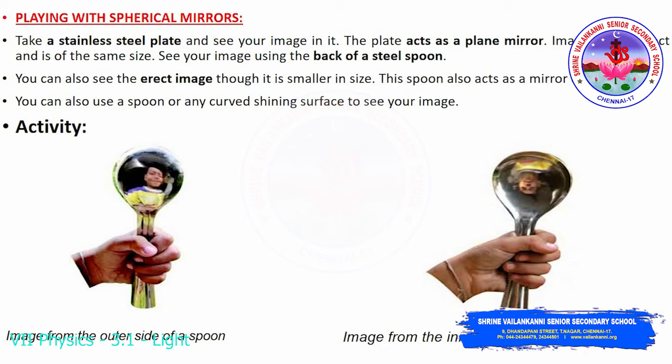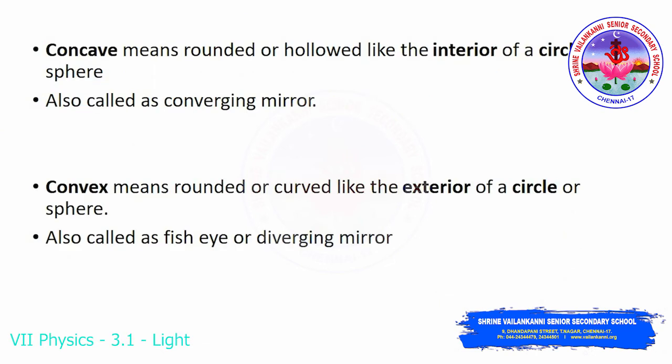But from the inner side of the spoon, that is through which you tend to eat, if you look, you will see an upside down image on the inner side of the spoon. The reason behind this is the words concave and convex. You would have heard about these words. If not, I'll explain about them now. It is because of the concepts called concave and convex. So let us see about it.